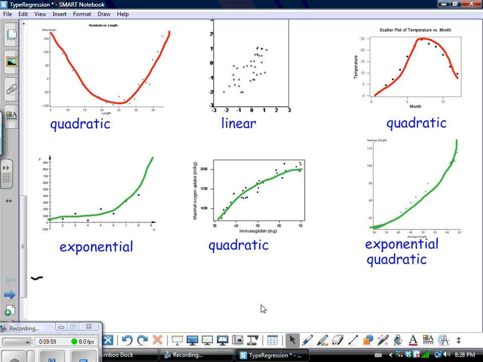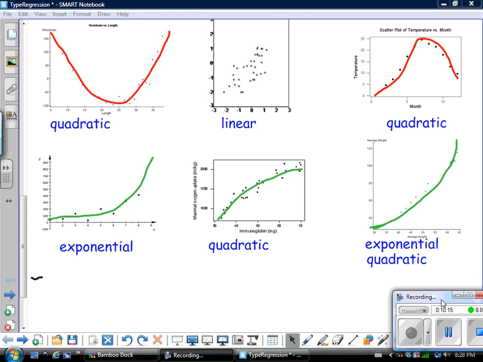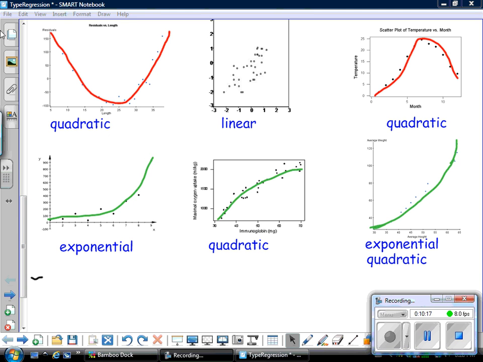So today what you're really doing is scatter plots. After the scatter plot is done, you're making a judgment call on which type of regression you're going to use. If you're unsure, make sure you're asking me, and we can sit down and look at different options to figure out which one exactly it is. Okay, so have fun with those graphing calculators.